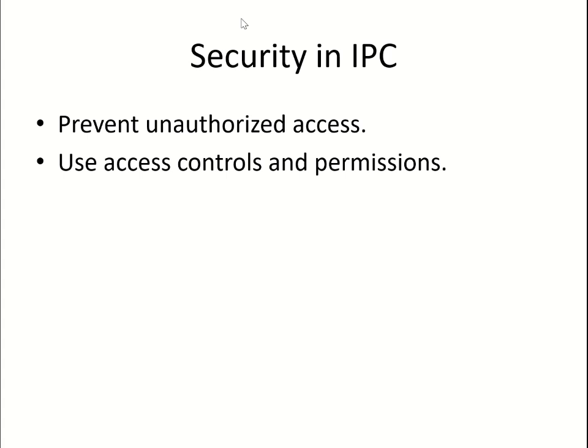Key aspects of inter-process communication security: access control, authentication, data integrity, encryption. Now potential vulnerabilities in IPC: race conditions, buffer overflows, improper access control. How to enhance inter-process communication security? Use appropriate IPC mechanisms, input validation, secure coding practices, the least privilege principle, and at last, encryption for sensitive data. This is about security in inter-process communication in operating system.